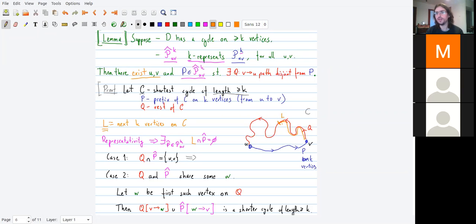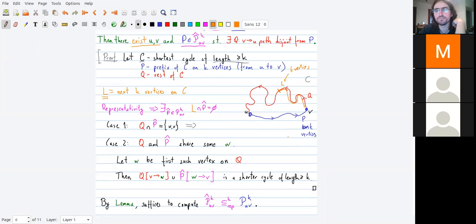So this is L, this is a prefix of Q. This consists of k vertices. Obviously, it could happen that Q is shorter than k, that it consists of fewer than k vertices. In this case, L is just all the remainder, so L is equal to Q. So I take the k next vertices or all of them if there are fewer than k of them. So here is L, the k next vertices on the path Q.